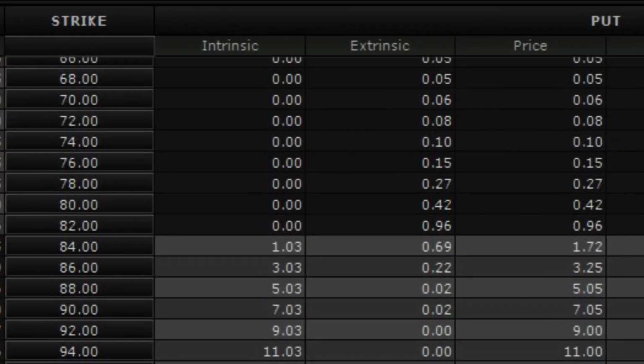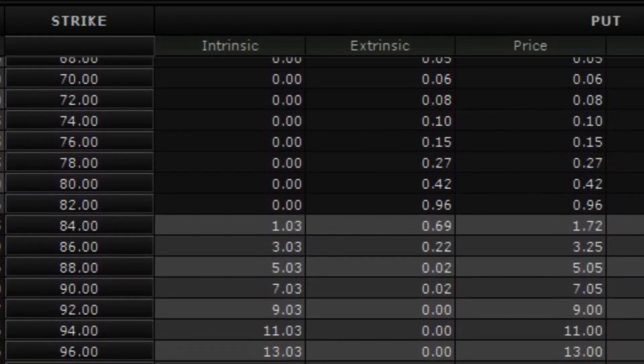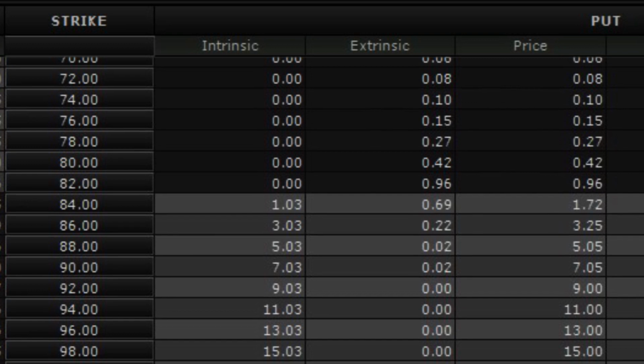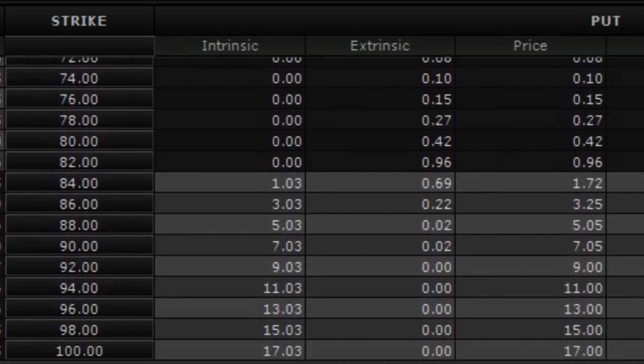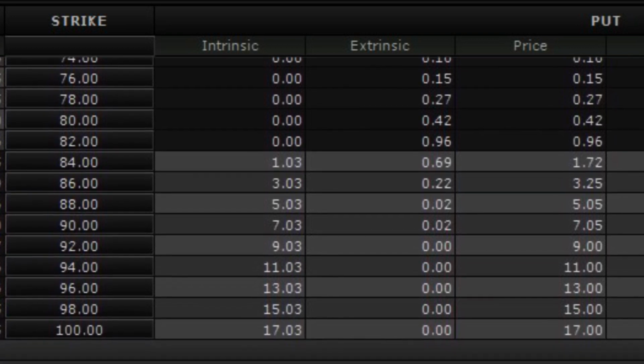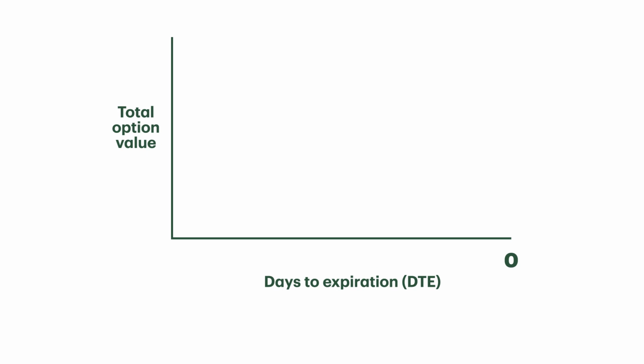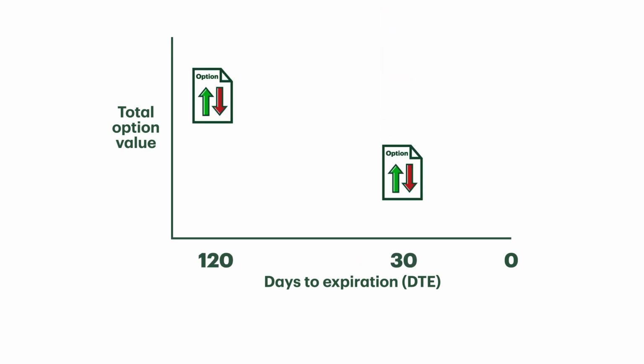So, how can you grasp the impact that intrinsic and extrinsic values have on an option's price? For that, let's look at an option chain. The deeper in the money we go for both calls and puts, the higher their intrinsic value becomes. And the more days there are to expiration, the greater the extrinsic value. All things being equal, an option that expires in 30 days has a lower premium than an option that expires in 120 days when they both have the same strike price and underlying stock.